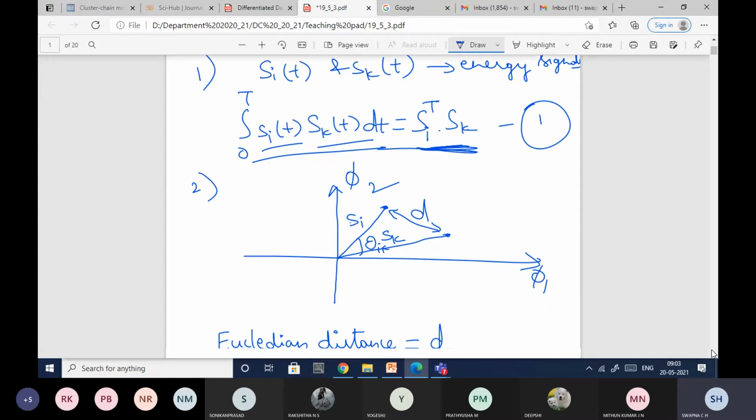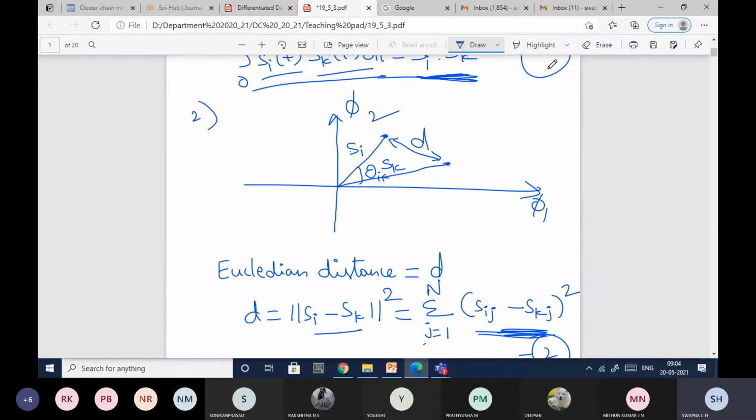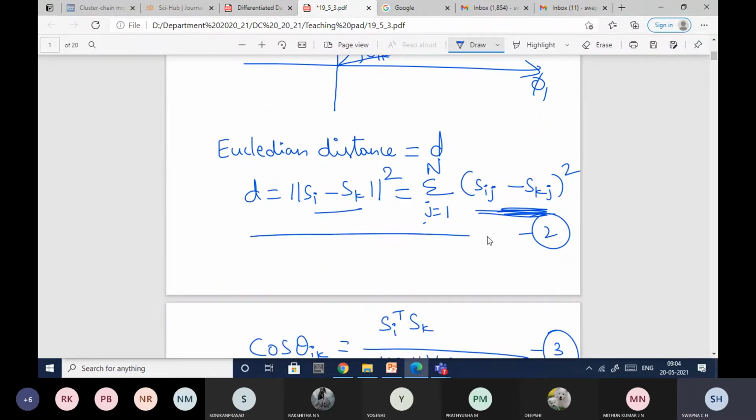Okay, and then the second relationship where we have found the Euclidean distance. Here we have found the Euclidean distance between two vectors. To find the Euclidean distance, this is the formula we have. This formula I have shown you how to derive from the energy equation. So you need to remember these equations.